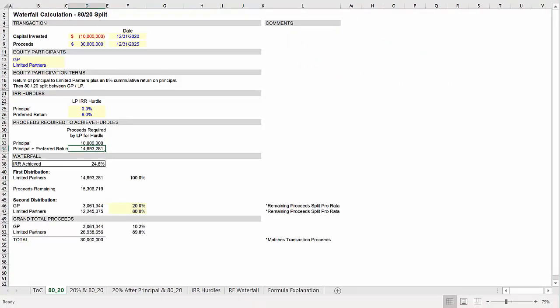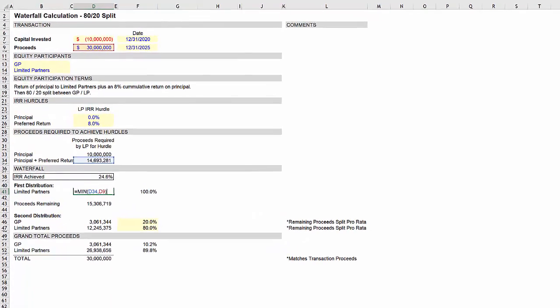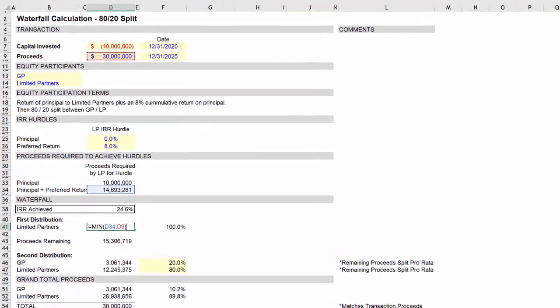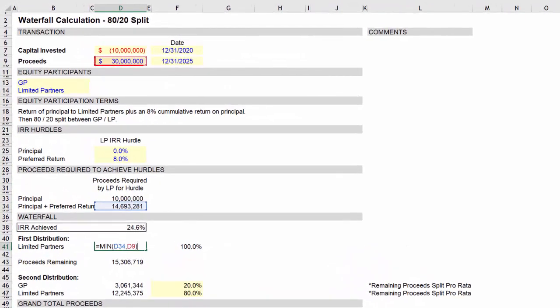So now that we've determined the value of the principal plus the preferred return, we can walk through the first step of our waterfall. So initially, all we're saying is that we want the lesser of two values, being either the total proceeds achieved or the value of the first hurdle. In that way, if you don't have enough proceeds to reach the first hurdle, you will only return that lesser value. And if your proceeds are in excess of the first hurdle, as they are here, then you will only return the first hurdle.